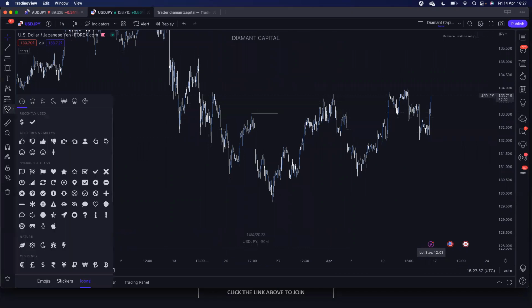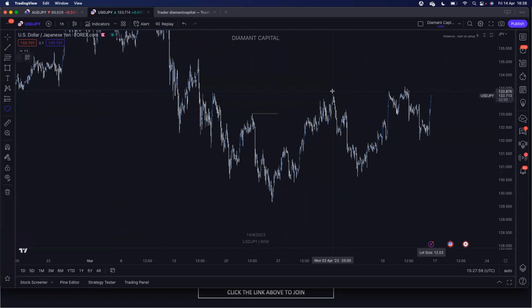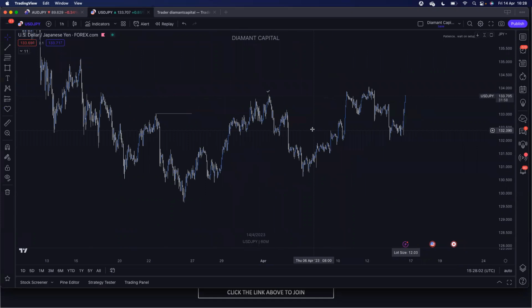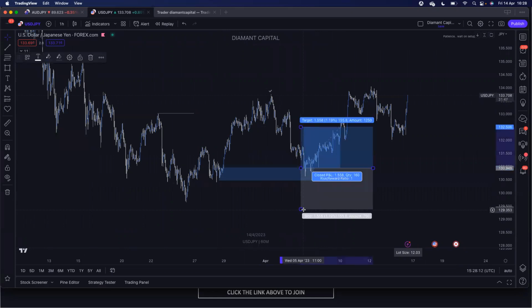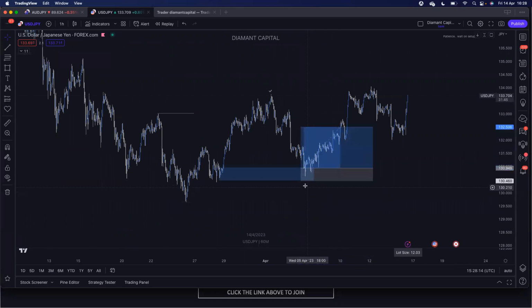Obviously I've talked about primary and secondary structure before. As you can see, we've broken structure to the upside. We've had a nice retracement down to a discounted demand zone. So this area right here, as you can see, price has now very nicely started to buy up. So let's just say, for example, you're even entering on a limit at this area right here.